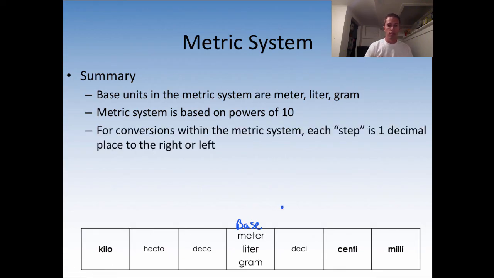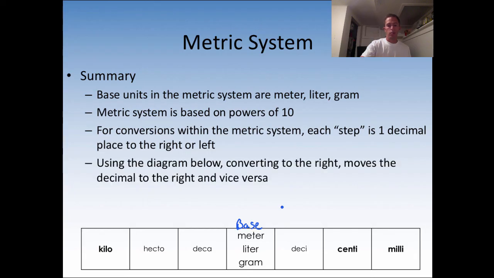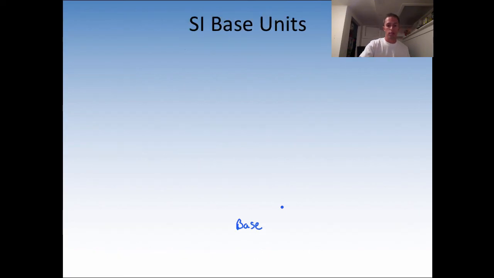We can just move the decimal. For conversions with the metric system, each step is 1 decimal place to the right or left. We've gone through that. So using the diagram below, converting to the right moves the decimal to the right, and left would move the decimal to the left.